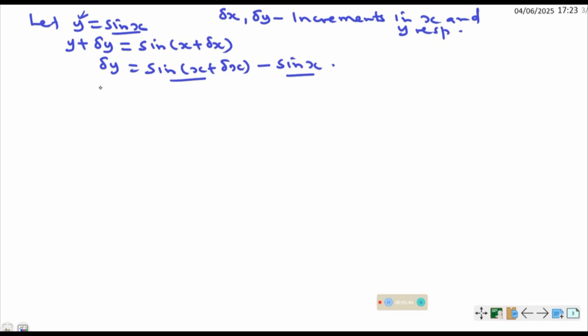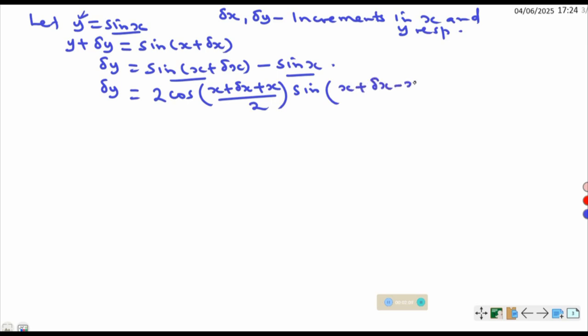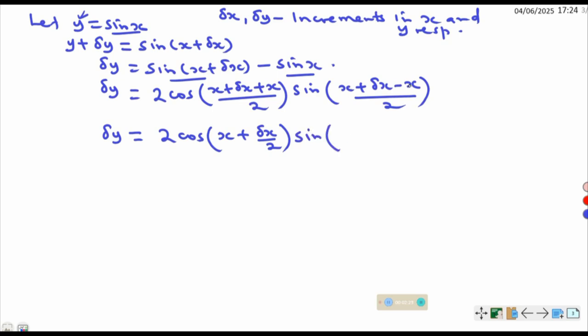So we shall employ that, and we shall have delta y equal to 2 cos of (x plus delta x plus x), the whole of this divided by 2, that is applying the factor formula, then sine of (x plus delta x minus x), the whole of this divided by 2. So we shall simplify this, and we shall have delta y equal to 2 cos of (x plus x divided by 2, which is x plus delta x upon 2), then sine of x minus x goes away, so we remain with delta x upon 2.